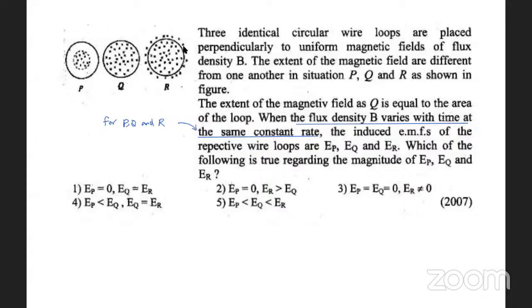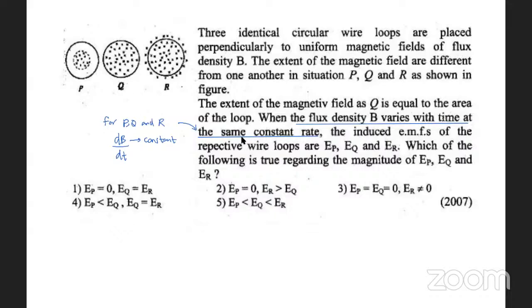It is not rotating. Nothing is rotating here. What is constant? Area is not constant. It is dB by dt that is constant. Here, same constant rate. When you say rate, you have to focus on dB by dt. Area is not constant. That's what I'm going to explain here.